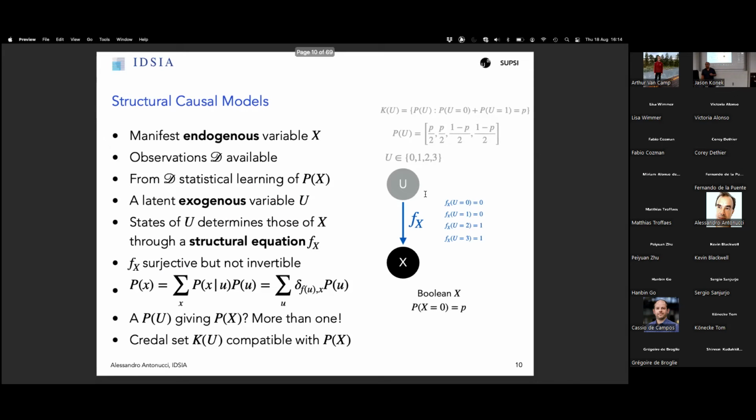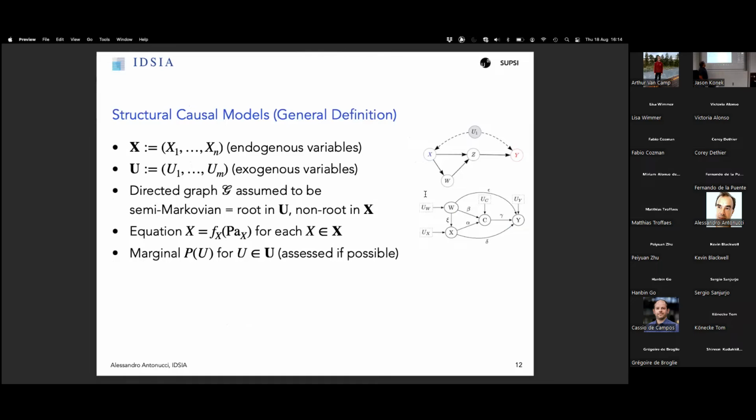Of course, this is what people call a structural causal model. This is somehow the simplest, the smallest structural causal model you can consider. More generally speaking, we have a set of endogenous variables and a set of exogenous variables, and we have a graph describing the relation between them. There are many formalisms. Sometimes you can see this U, for instance, which is a latent variable, the parent of two manifest variables. Sometimes people just use the bidirected graph without explicitly showing the U variables. But basically, these kinds of graphs are expressing the relation between the latent and the manifest variables.